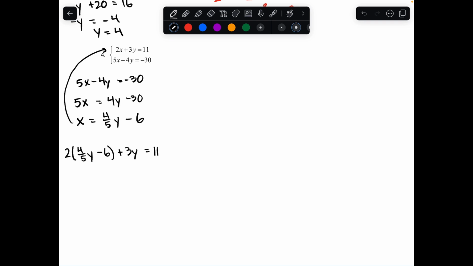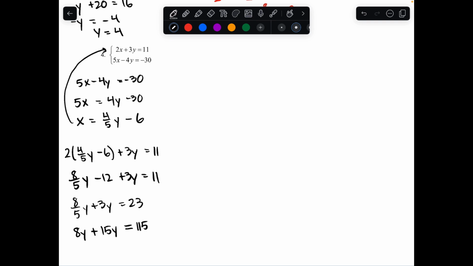Distributing this out, we have 8/5 y minus 12 plus 3y is equal to 11. Now I'm going to add the 12 over, so we're going to have 8/5 y plus 3y is equal to 23. Now I have this denominator of 5, and I'm going to get rid of that by multiplying both sides by 5. So we'll have 8y plus 3 times 5, which is 15y, is equal to 23 times 5, which will be 115. Now 8y plus 15y is 23y.